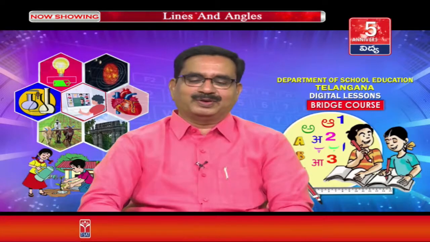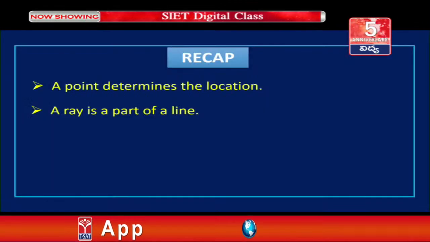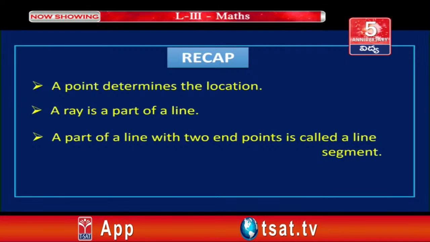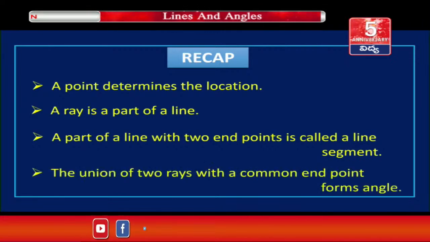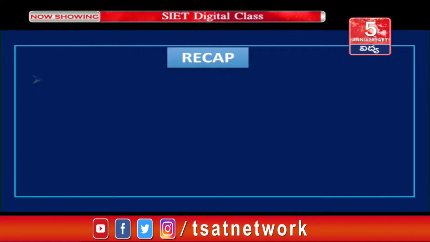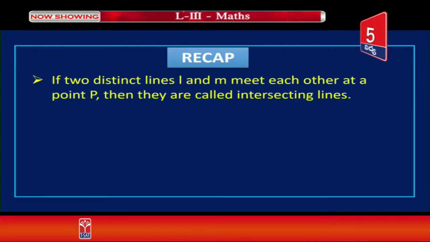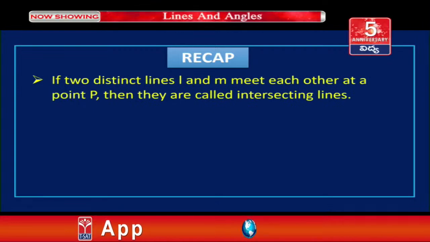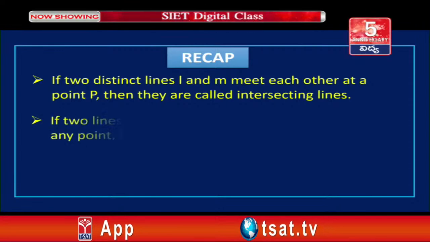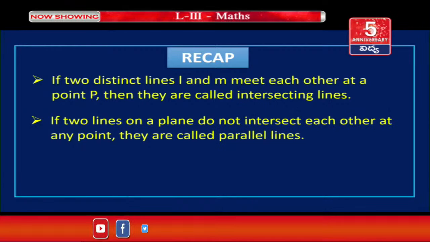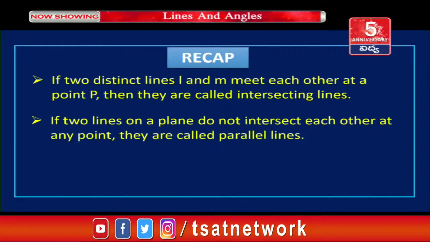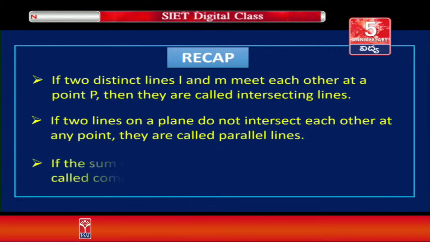Dear children, let us recap the topic. A ray is a part of a line. A part of a line with two endpoints is called a line segment. The union of two rays with a common endpoint forms an angle. If two distinct lines L and M meet each other at a point P, then they are called intersecting lines. If two lines on a plane do not intersect each other at any point, they are called parallel lines.